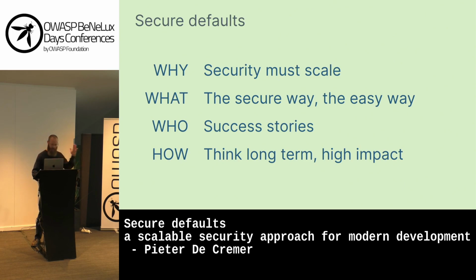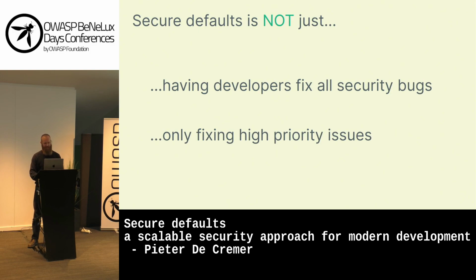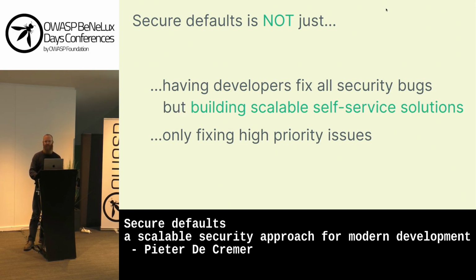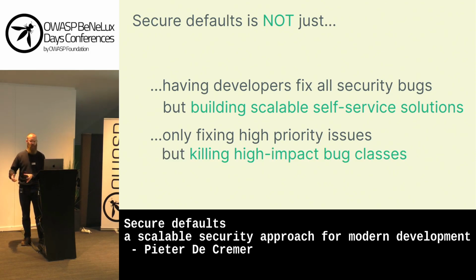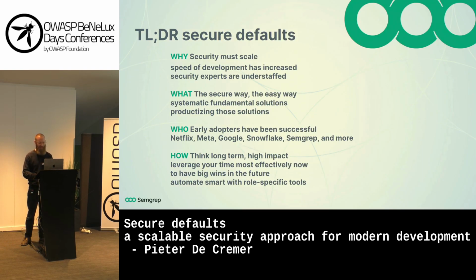So yes, I talked about why we need secure defaults. Security must scale. Security people are understaffed. Development speed has improved. A secure default means that we make the secure way the easy way. And we've seen how Netflix, Meta, and Semgrep do it, and how you can start by thinking long-term and high impact. So let me end on this: secure defaults is not just having developers fix all security bugs, but building scalable self-service solutions. You don't let them do this on their own. And it's not only fixing high-priority issues, but killing high-impact bug classes to free up time in your security team. It's a TLDR if you want to look at it later.